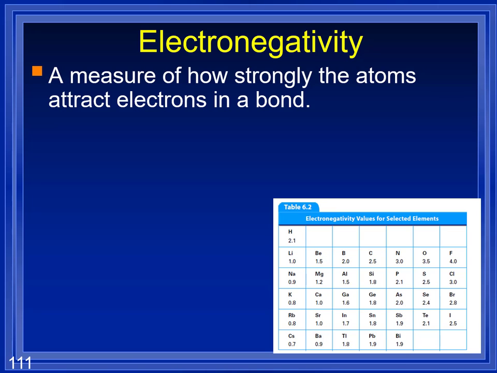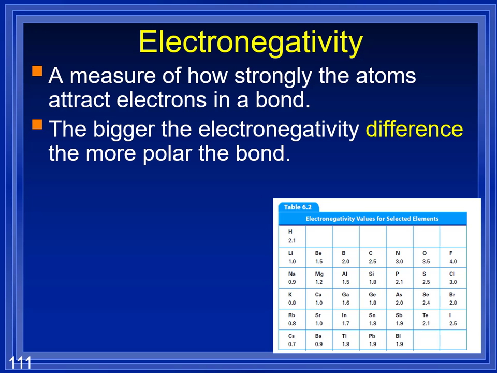So it's not how big the numbers are. It's how different the numbers are that gives you a difference. So what we need is the electronegativity difference, how different the 2 are. Because if they're the same, they're going to share evenly. If they're different, they're going to share unevenly.